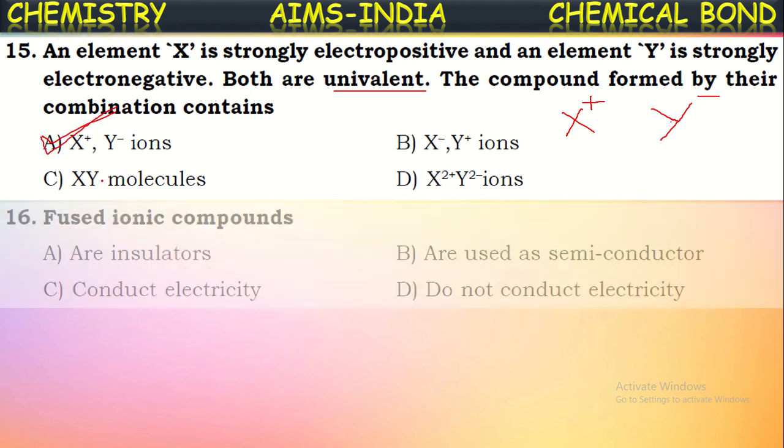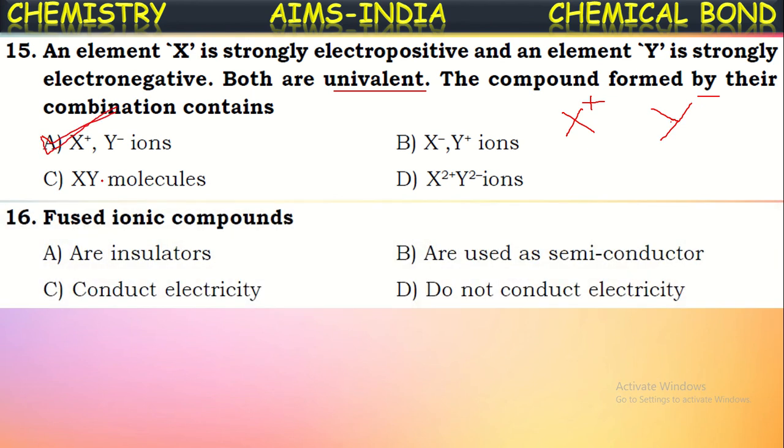Okay. Next, fused ionic compounds. What is meant by fused ionic compounds? Molten. When ionic compounds are heated at very high temperatures, they convert into liquid state. These liquefied ionic compounds at very high temperature are called fused ionic compounds. In the fused state as well as in the aqueous state, ionic compounds split into their respective ions, and hence because of this presence of ions, they can conduct electricity. So in the fused state as well as in the aqueous state, ionic compounds conduct electricity.